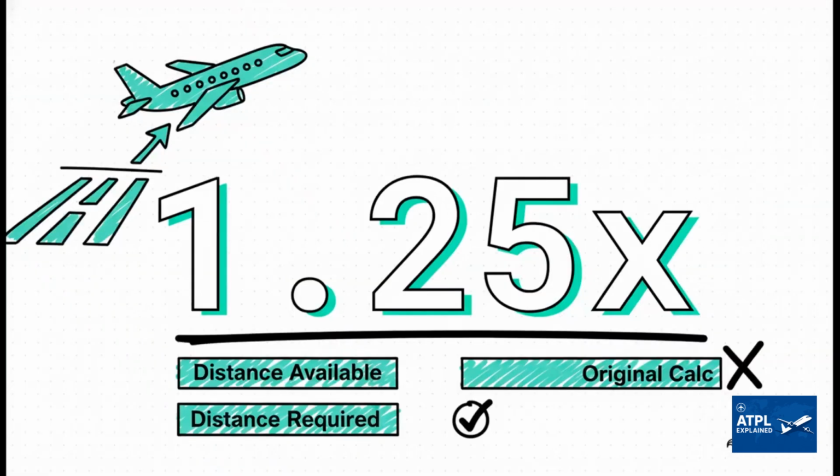And here it is. This is that critical mistake I mentioned earlier, the one that catches everyone out: forgetting the 1.25 safety factor. This is not just some random number. It's your get out of jail free card. Never, ever, ever forget to add this 25% buffer. It is the number one reason people fail the performance exams.